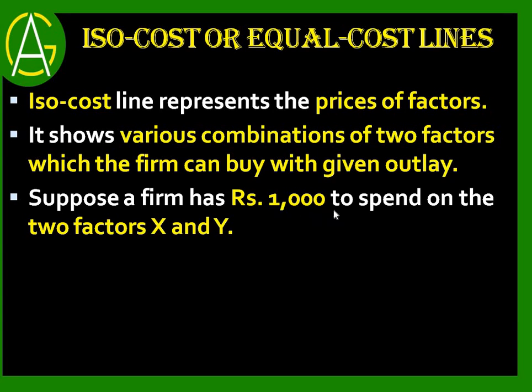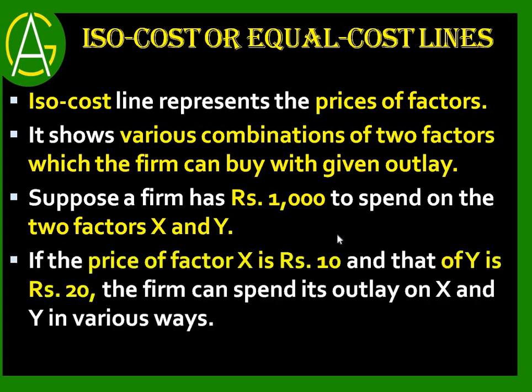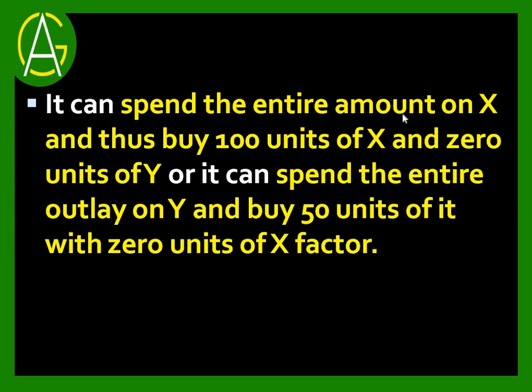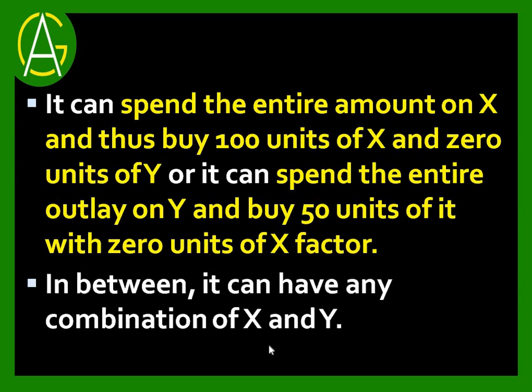Suppose the firm has 1000 rupees and this 1000 rupees has to be spent on factor x and factor y. Factor x is available at 10 rupees and factor y is available at 20 rupees. Now if we spend the entire amount, that is 1000, on factor x, how much of factor x can be purchased? 100 units of x will be available and 0 units of y. Or we can spend the entire amount on factor y, and purchase 50 units of y and 0 units of factor x. These two are the extreme situations of purchasing. A firm can use any combination between these.